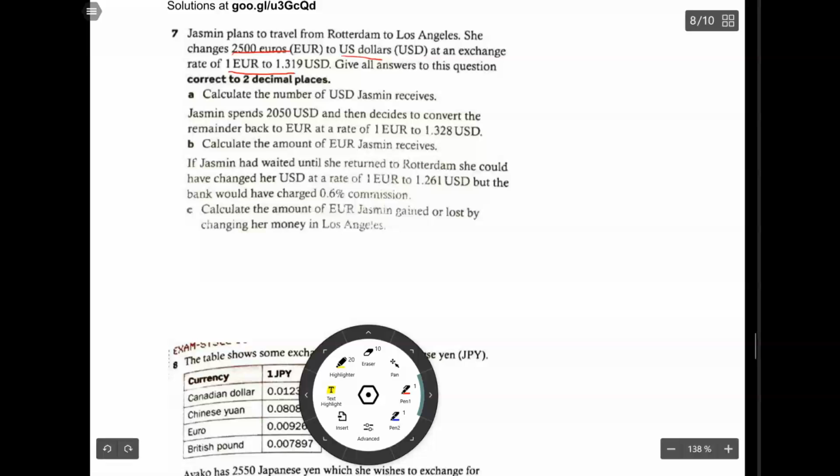Calculate the number, and that's true for the IB exam too. Always for finance problems, give cents. Calculate the number of USD that Jasmine receives.